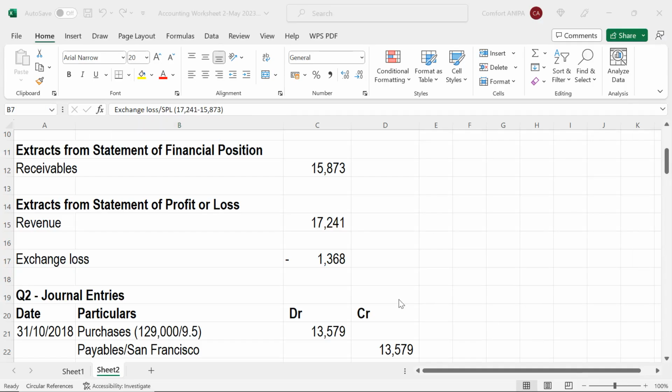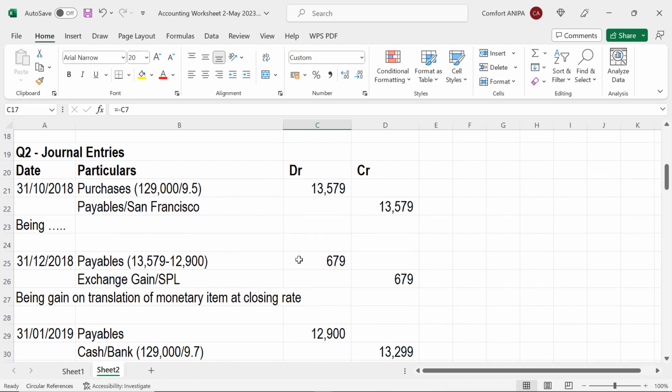So before I show you the second one, your receivable, if you were preparing extracts from statement of financial position, then you have the receivable that was translated at the end of the year to 15,873. And then if you were preparing extracts from the statement of profit or loss, you have revenue, which will be 17,241. That's the revenue. And then you bring in the exchange loss, and it is a debit. So you put it in bracket, or you show something that is a debit. You can write exchange loss debit, and then you put the figure there. They are extras, so we are not adding or subtracting anything. You are just putting them down. But you must put them down in a way that will show that they are credit or debit. So I show it as a negative figure.